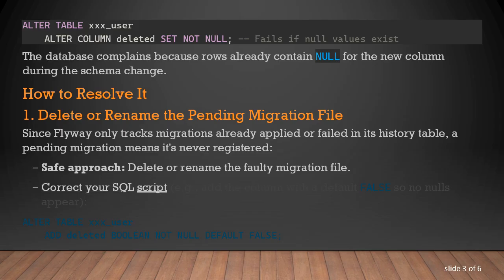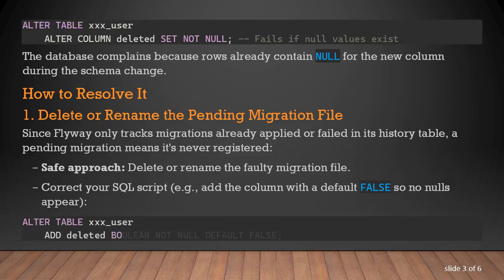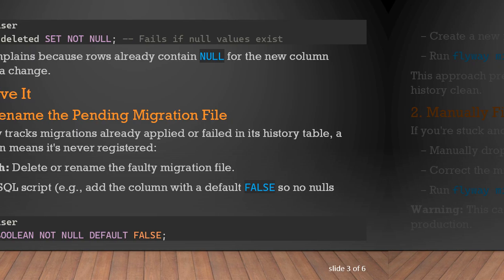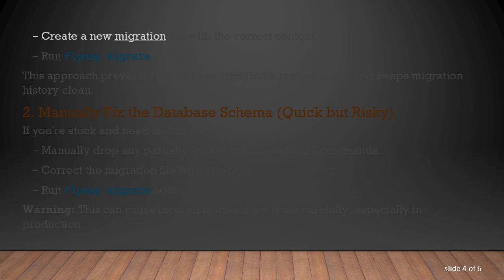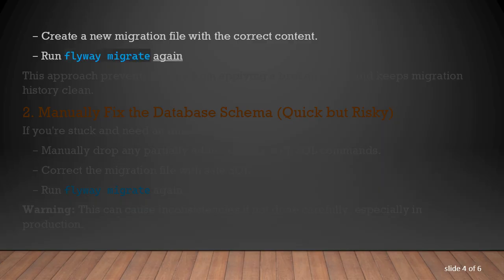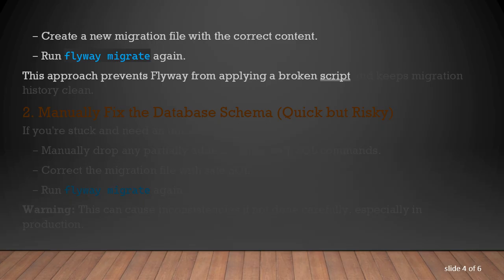Correct your SQL script. Example, add the column with a default false so no nulls appear. Create a new migration file with the correct content. Run flywayMigrate again. This approach prevents Flyway from applying a broken script and keeps migration history clean.